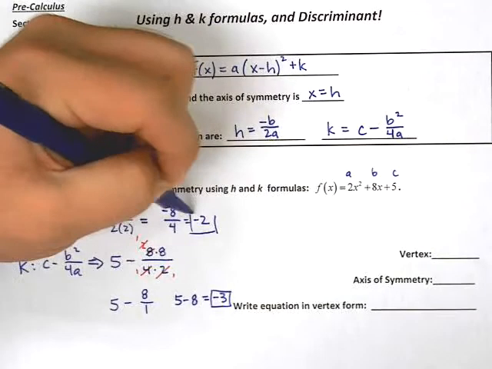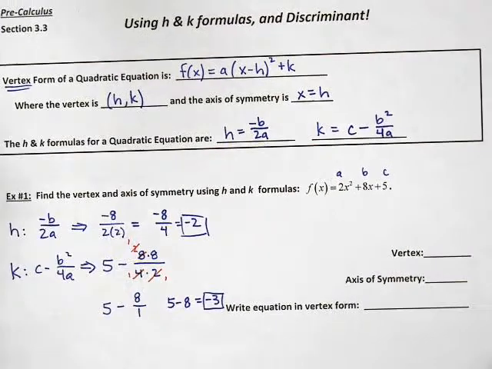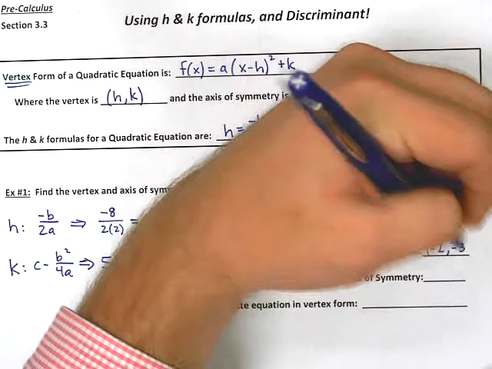Okay? So now I have my vertex. My vertex is at h comma k. So negative 2 comma negative 3.